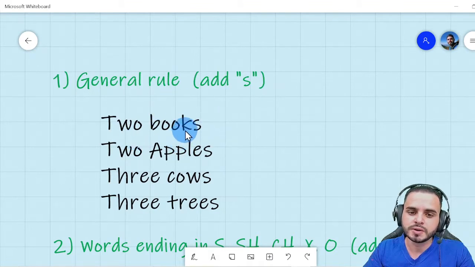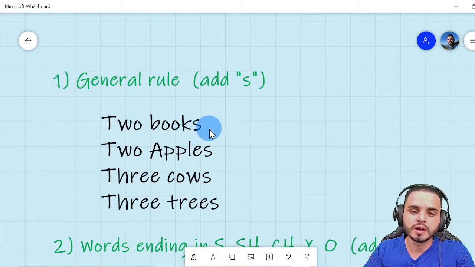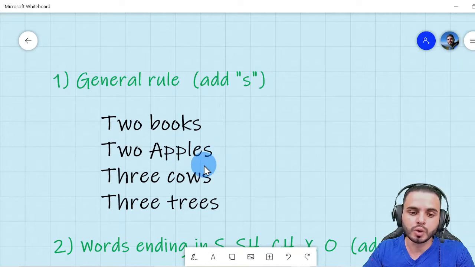The first one is book. Okay, so if we have two, then we're going to just add an S to the end of the word. So instead of one book, we have two books. Now what about the noun apple? So if we have two or more, then we're going to again add an S, apples.